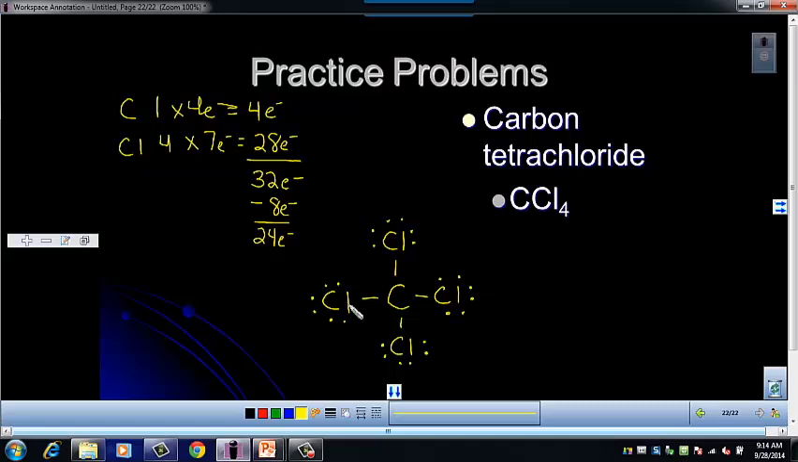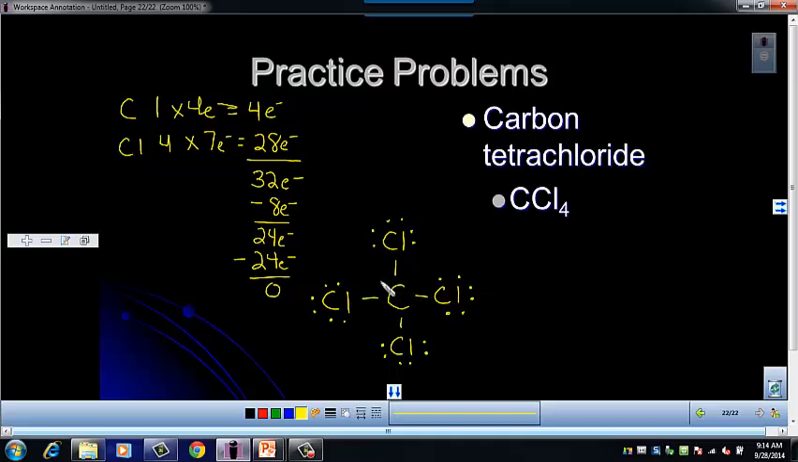So let's add up our electrons that we've used. We've got 6 around each of the 4 chlorine atoms. That means we've used 24. So we have no valence electrons left. We still want to think about the rules. If we have any electrons left over, we would put them on the central atom, but we don't.